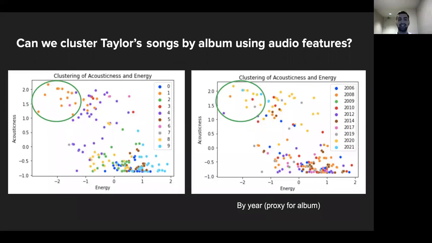Next, we wanted to investigate whether we can cluster Taylor's songs by album using the audio features. We clustered the songs using all the numerical features provided by the Spotify algorithm, including acousticness, energy, tempo, and instrumentalness, these being features that we thought might make up distinct song styles. And we chose 10 clusters because Taylor Swift has 10 albums.